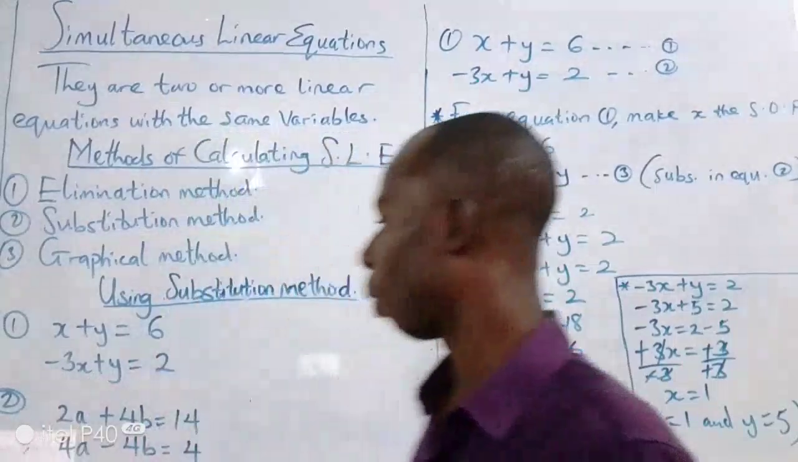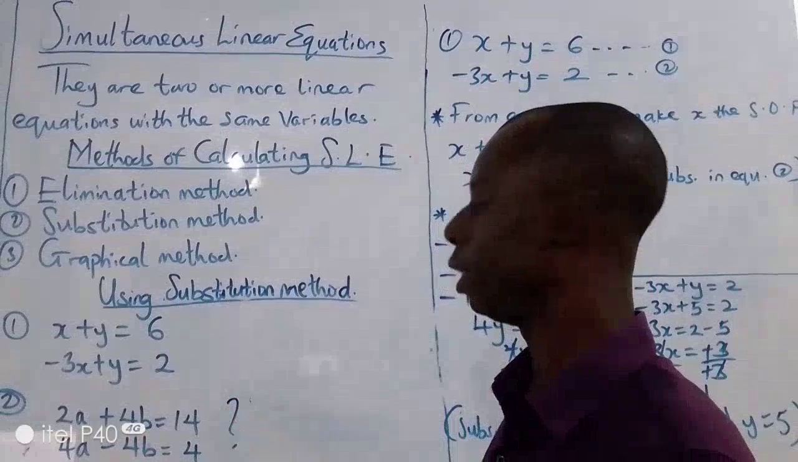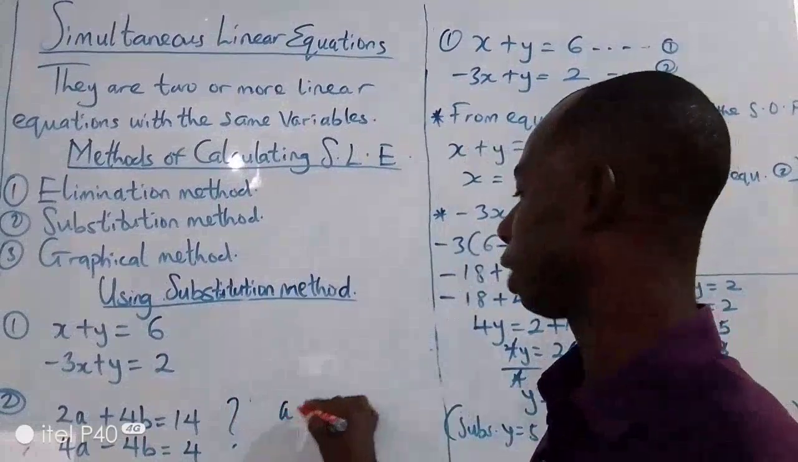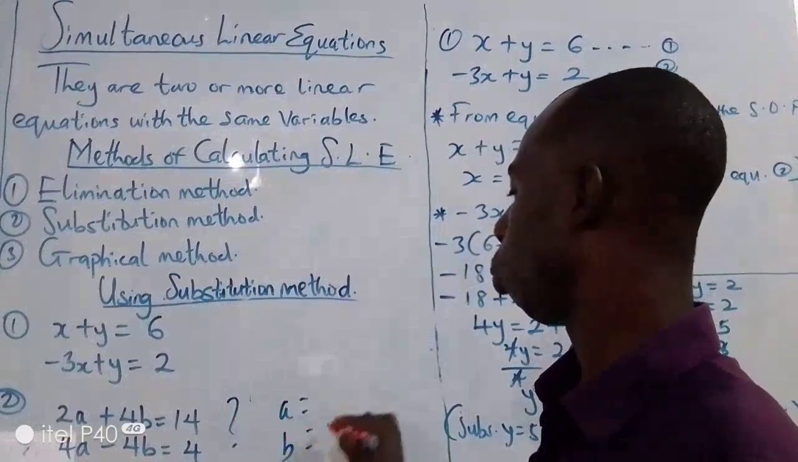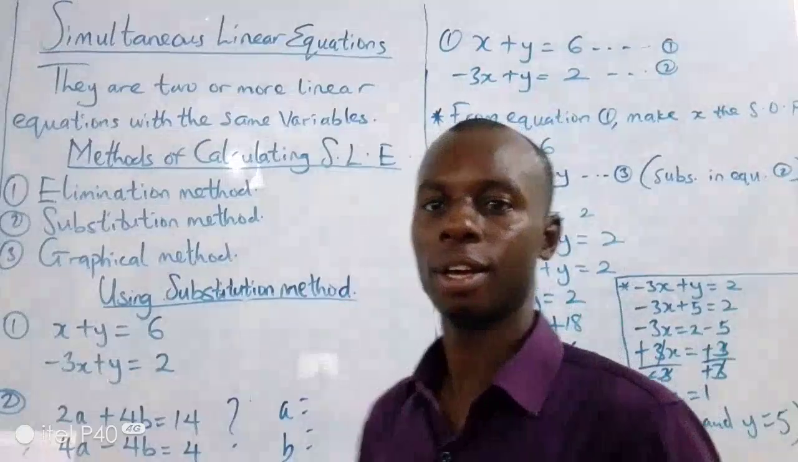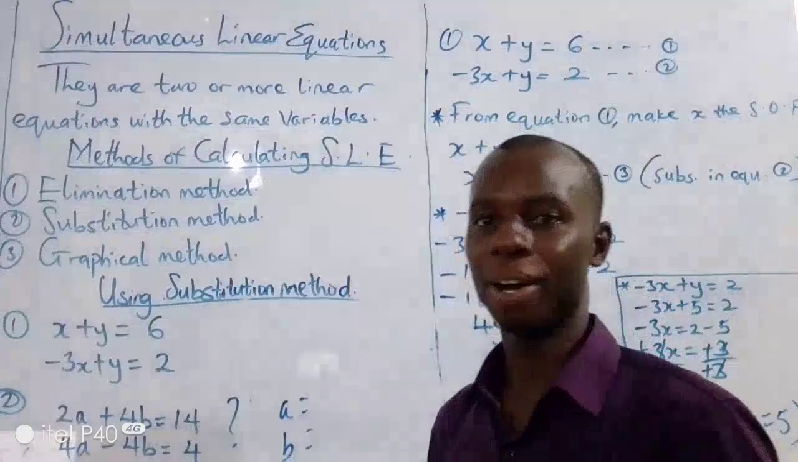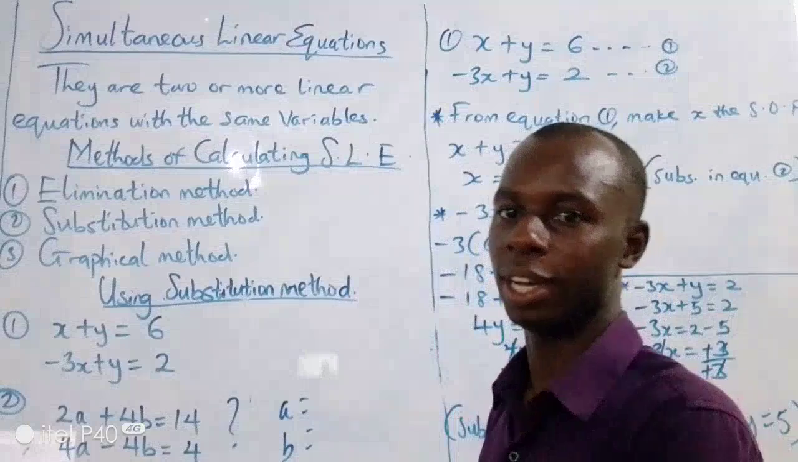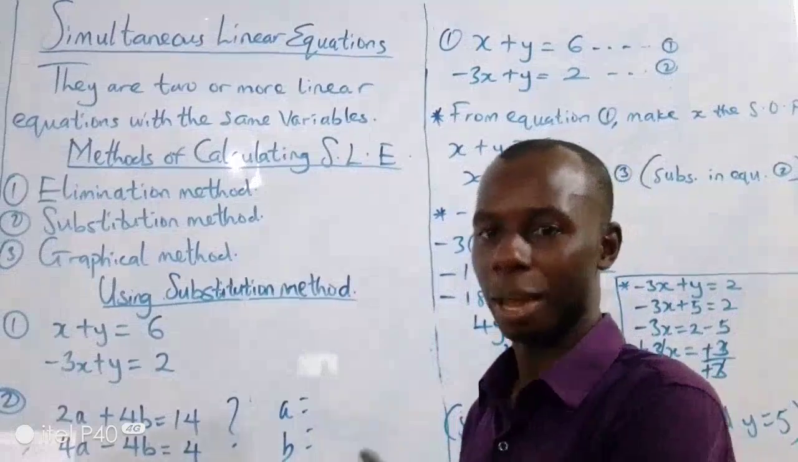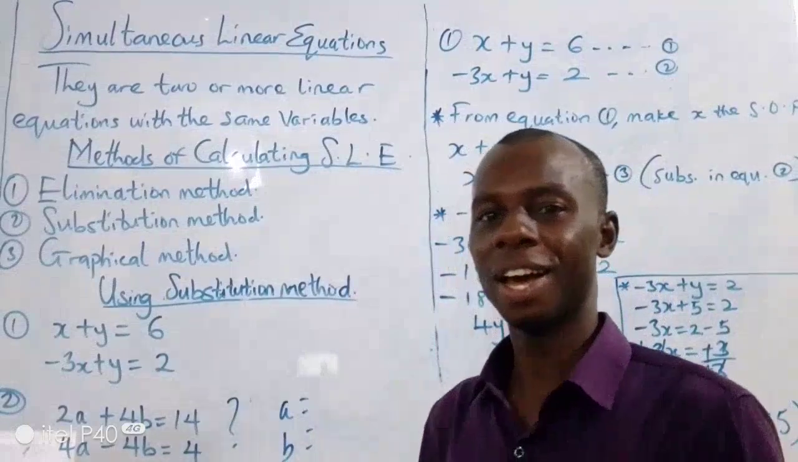So on your own, I would like you to attempt this one. Tell me in the comment section, what do you get as your A and as your B when you use substitution method? Remember, we've calculated in our previous video, we've gotten the answer. Your answer must be the same thing. Let me just know what you get. Let me know whether you get it, and I'll give you a thumbs up.